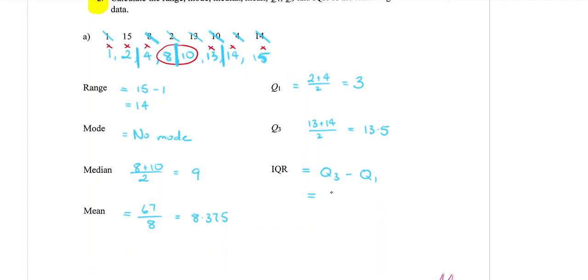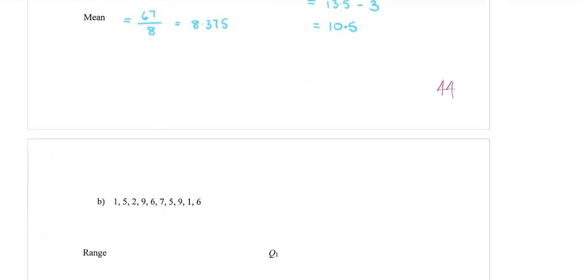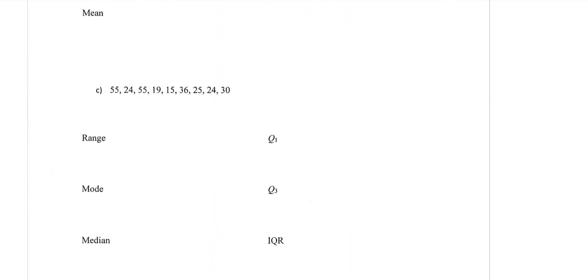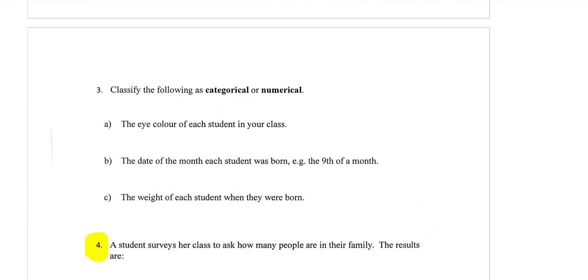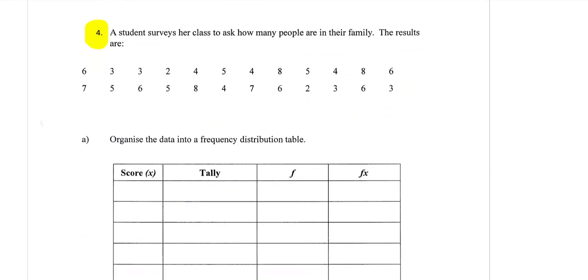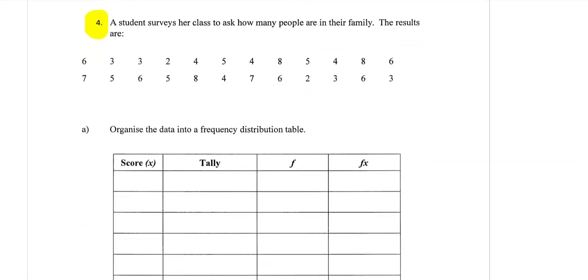Okay, so my numbers are 13.5 minus 3, so that makes 10.5. Now there's another one there for you to do and another one there, so we're going to leave those, some more classifying data. But I wanted to do one more down the bottom here because it's the big one that has the table and we also have to draw the graph for it.